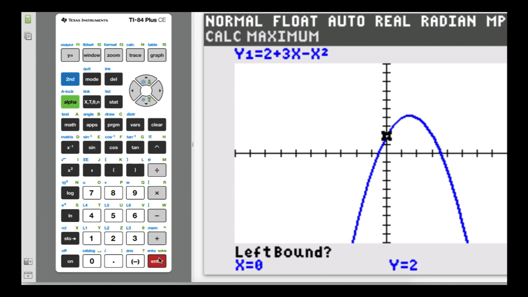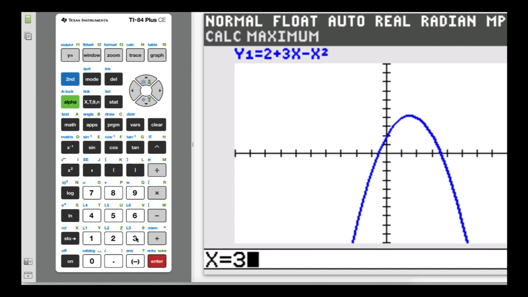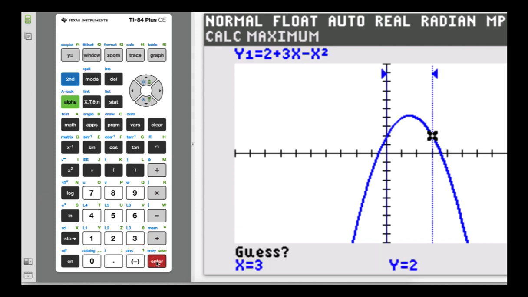Okay, left bound, sure, that looks good. Right bound, I don't know if you know this or not, but you don't have to go tap, tap, tap, tap, and keep moving the bug. If you think it's 1.5, just pick a number on the other side. How about 3? That just puts you right over there, so enter. There it is. The maximum is perfectly 1.5.